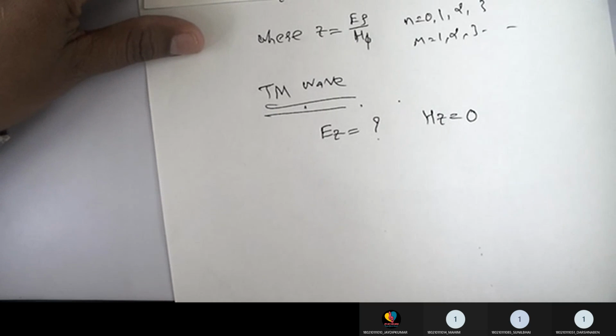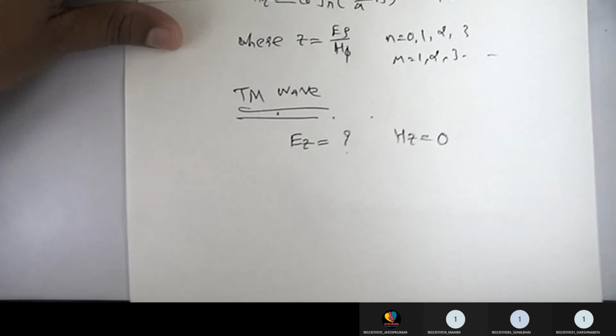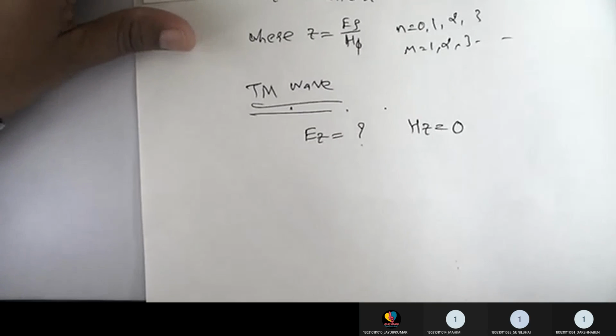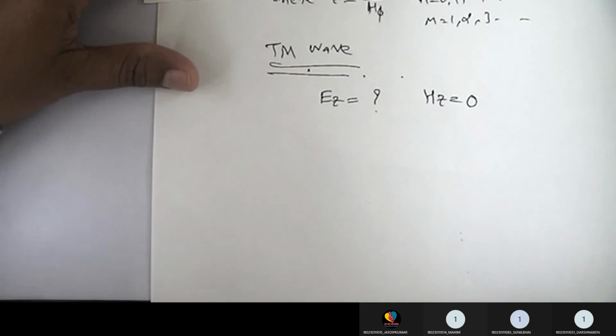I hope that now you have more idea about the circular waveguide and the derivation of the transverse field components in a TE wave, and you can do the same for the TM wave. So thank you very much.